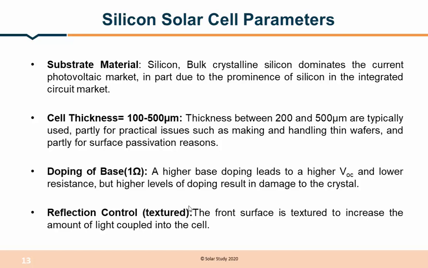Then reflection control, that is nothing but the reflection coating. As we already discussed, the anti-reflection coating is made up of aluminum, and we have to use it for the texturizing that is present on the top of the solar cell.